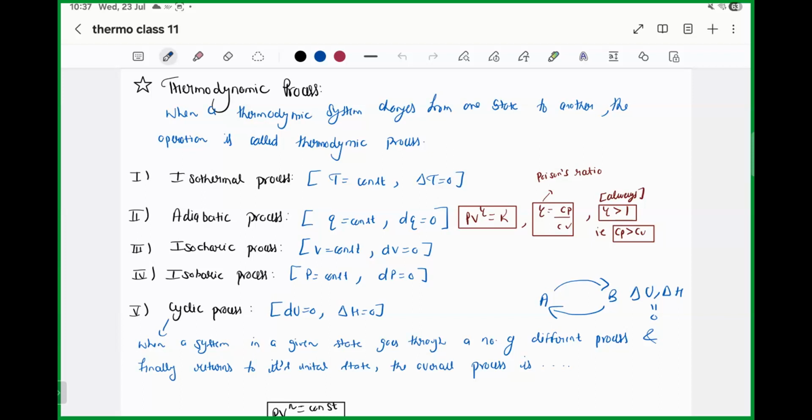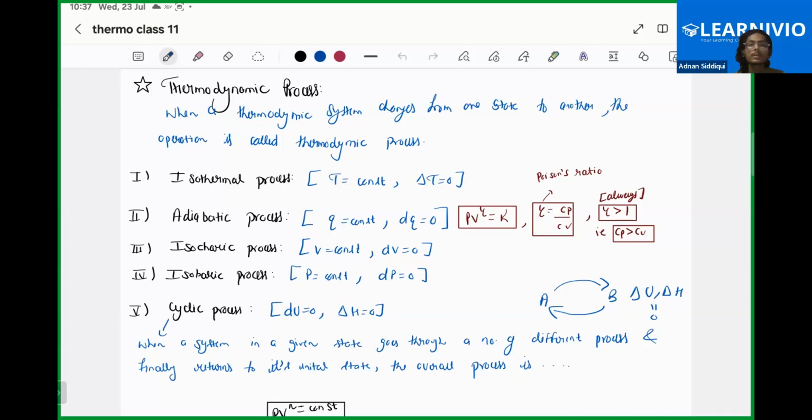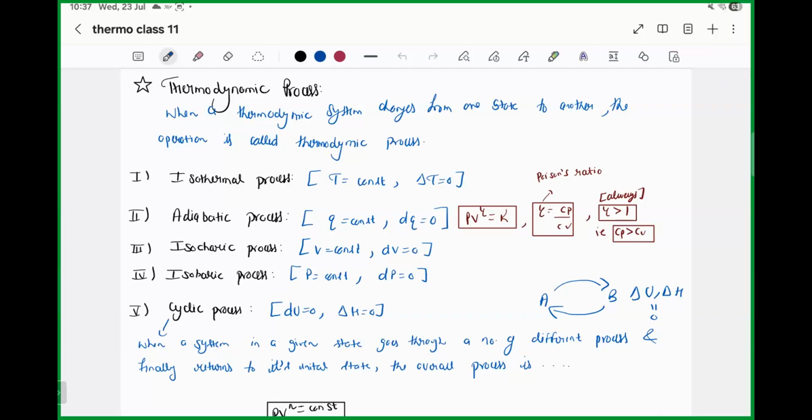Thermodynamic systems changes. What does thermodynamic system mean? The thermodynamic system is the system that you are studying. Thermodynamics basically talks in terms of energy exchange, right? So whenever you are studying a system and its change in energy, you will call that a thermodynamic system.